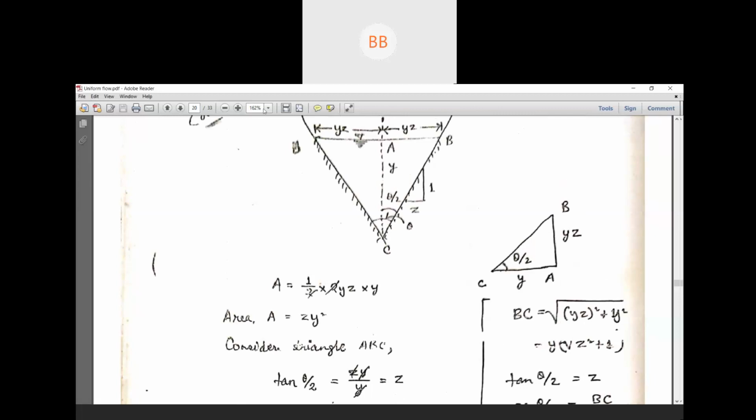Now we will come to the whole triangle, and we find out the area. Area is nothing but half into base into altitude. So the base will be twice zy, multiplied by y. This two will be cancelled out, and what is left is zy square. So this is our area equation for our present case.